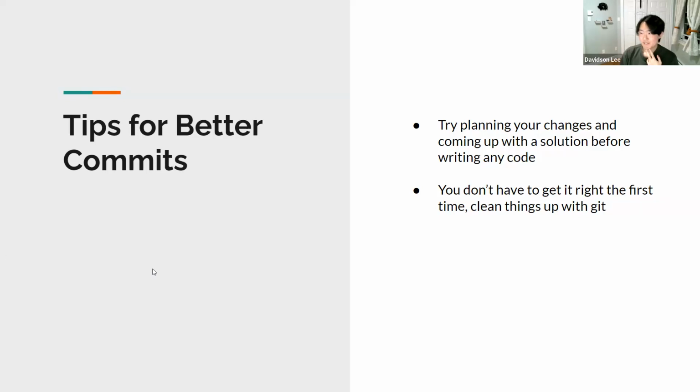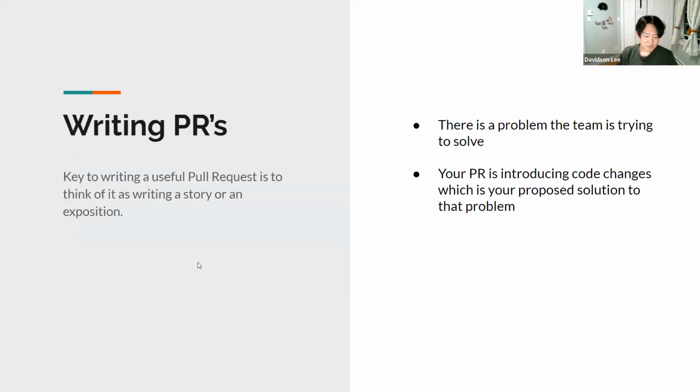Oh, perfect. All right. So that's the commits, in other words, the code changes themselves. Now moving on to writing the actual PR. In my experience and from talking with the team, the key to writing a useful pull request is to think of it as writing a story or an exposition.